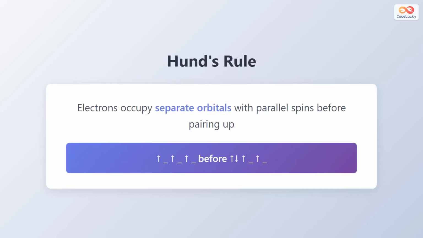Hund's rule tells us how electrons fill orbitals within the same subshell. According to this rule, electrons will occupy separate orbitals with parallel spins before they start pairing up in the same orbital. Think of it like passengers boarding a bus. They'll spread out and take individual seats before anyone sits next to someone else. This arrangement minimizes electron repulsion and creates the most stable configuration.